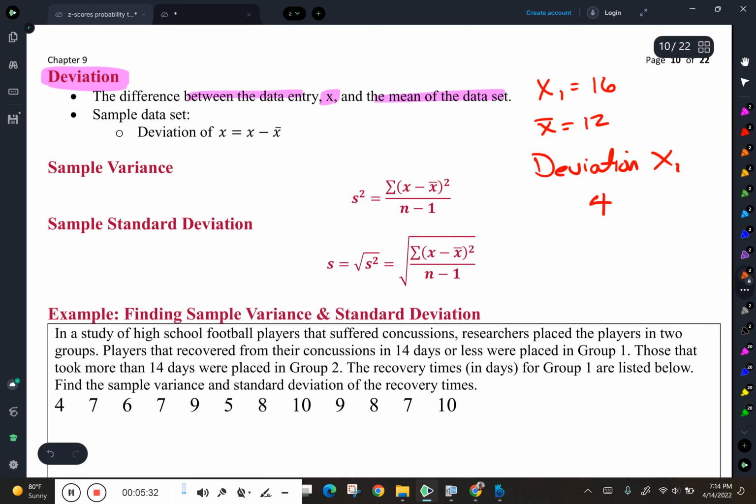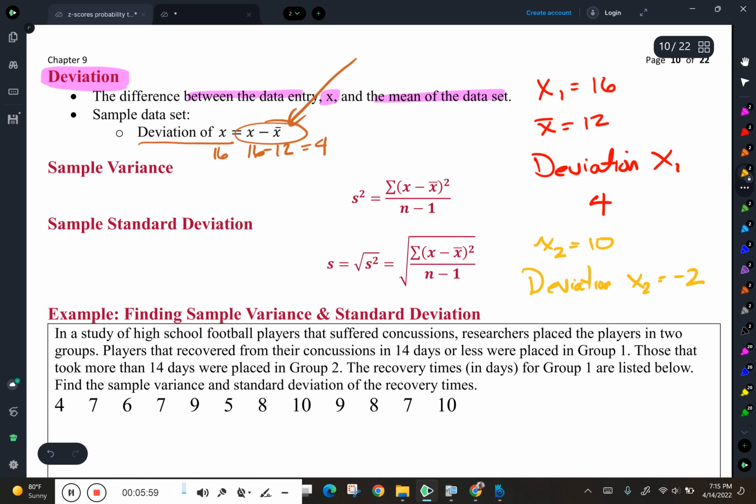The way that I find the deviation for a value is I take that value and subtract off the mean. So the deviation for 16 would be 16 minus 12, which would give me a positive 4. Now keep in mind that this formula would imply that if you had smaller than average, like if you had an X sub 2 that was a 10, then the deviation for X sub 2 would be a negative 2. Because the formula would say to take that 10, subtract off that mean, and 10 minus 12 is negative 2.